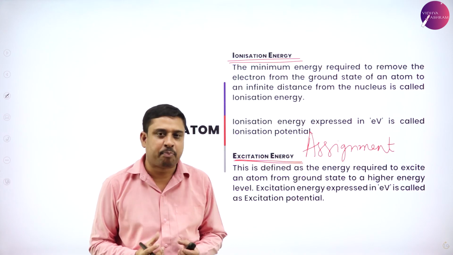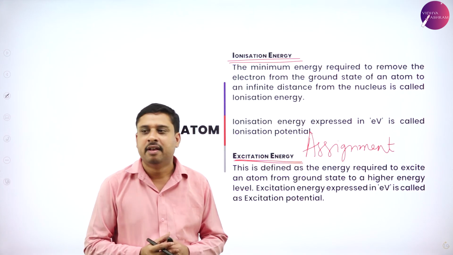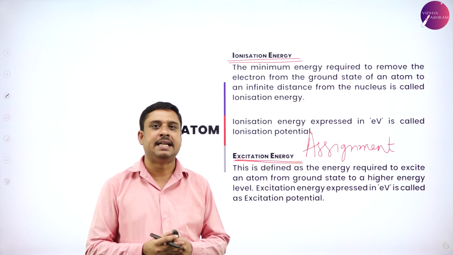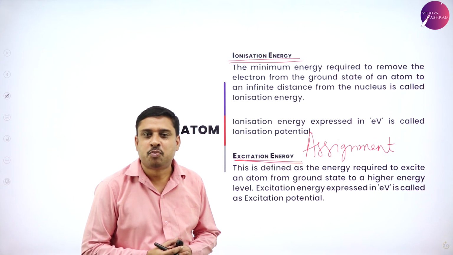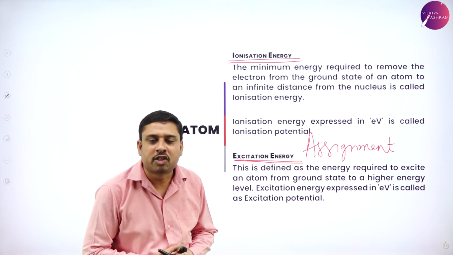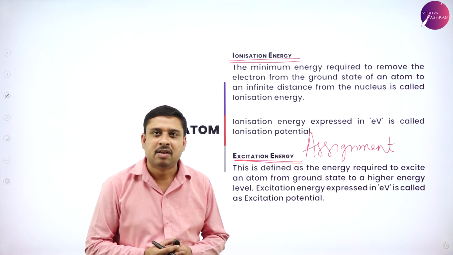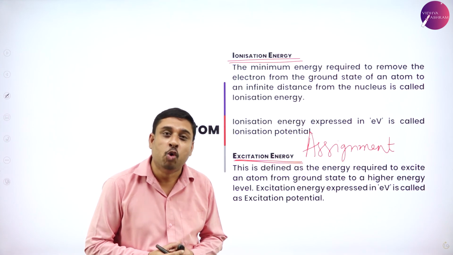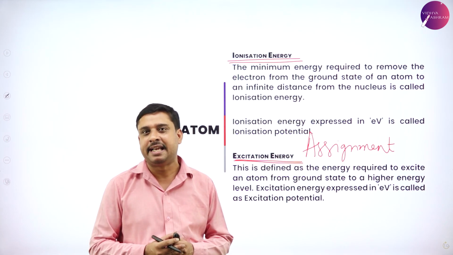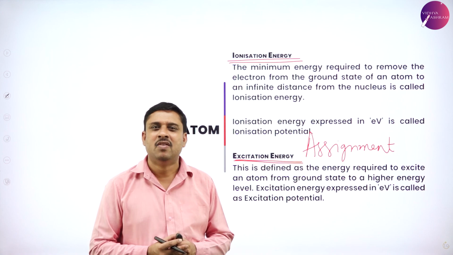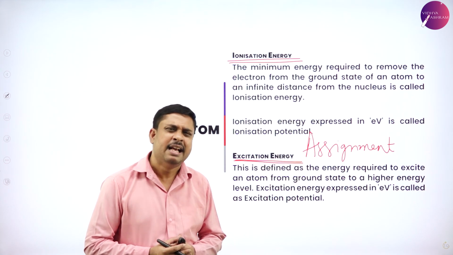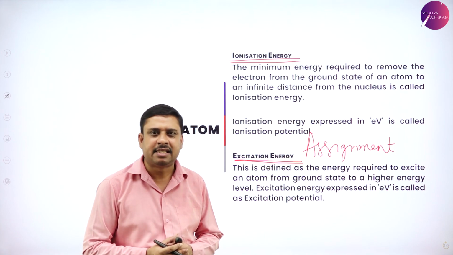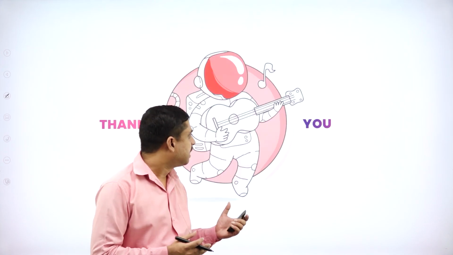So in this chapter, as I have told, we have made an attempt to understand the structure of an atom, which means the properties of electrons. Next, we start with the dual nature of matter and radiation, something which is related to the photoelectric effect. Until then, revise well, stay safe. We will meet next. Thank you.